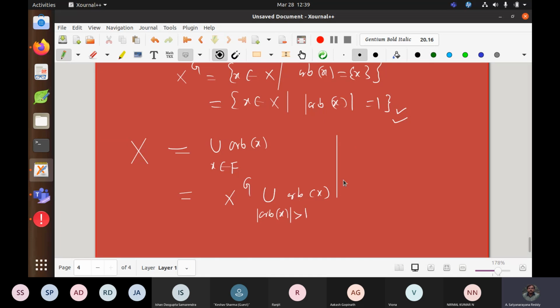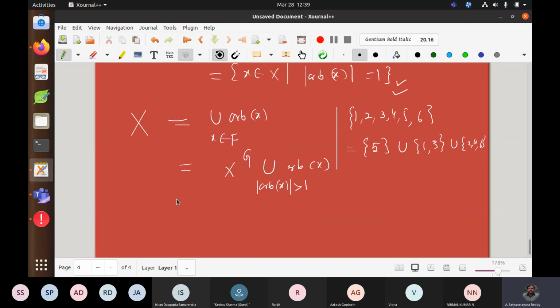For example, in this earlier example, my X is 1 2 3 4 5 6, so the size of Xg is equal to 5. This is my Xg union {1,3}, one orbit whose size is greater than 1, union {2,4,6}, another orbit. In total there are 3 orbits. Is it okay? This is called the class equation. All other class equations will come from here also, so this is more general. This is called the class equation in particular.